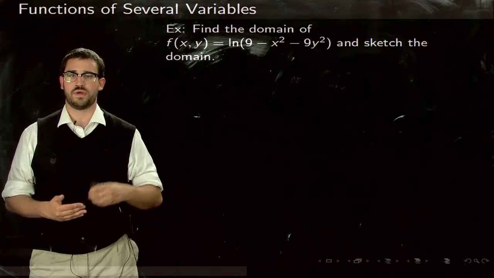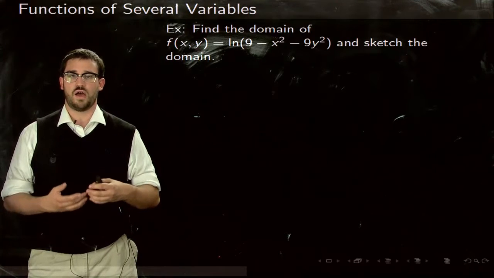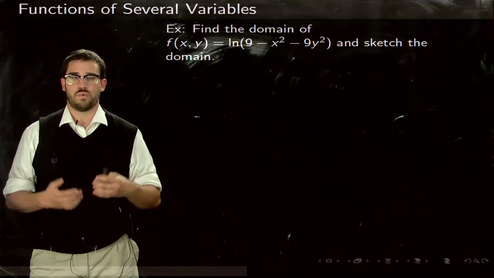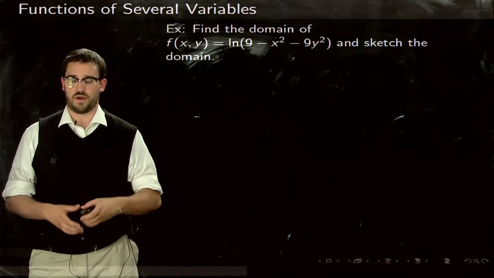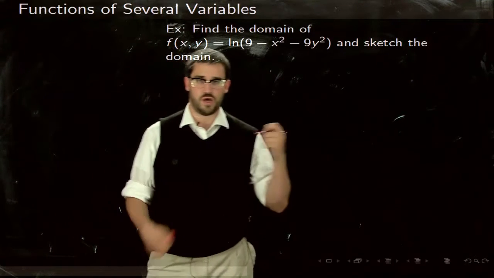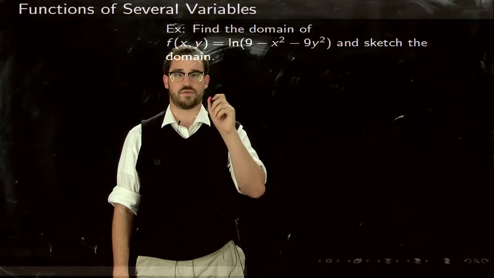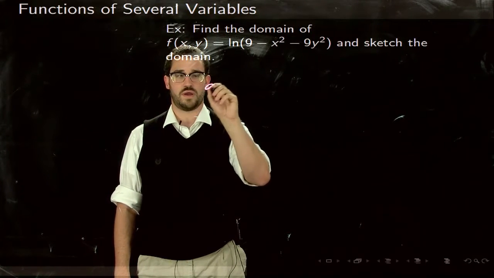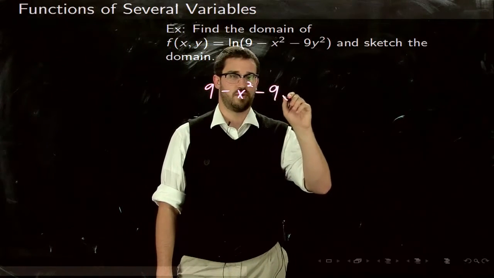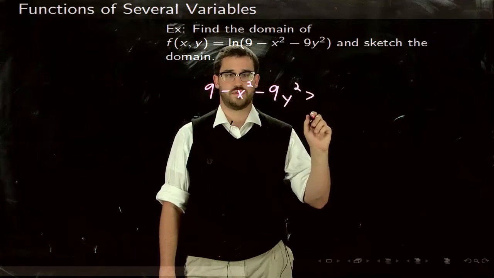So let's talk about a specific function. If f of x, y is equal to natural log of 9 minus x squared minus 9y squared, what would be the domain of this function? Well, we know that for natural log to be well defined, the inside has to be greater than 0. So therefore, 9 minus x squared minus 9y squared has to be greater than 0.